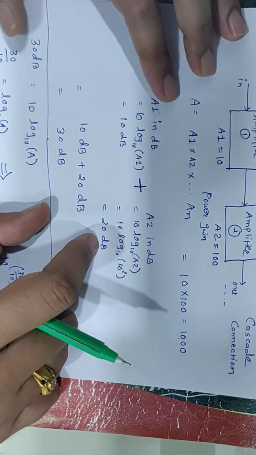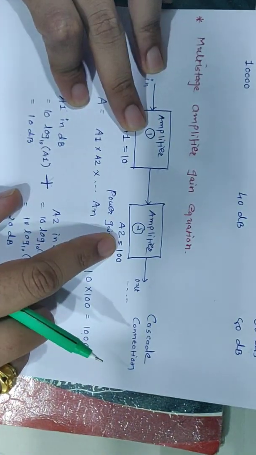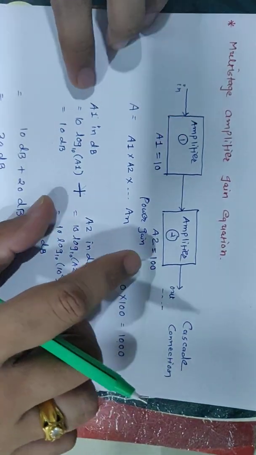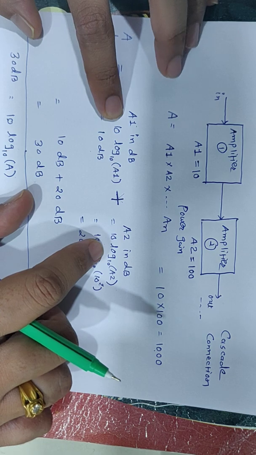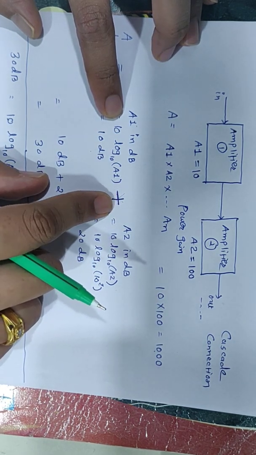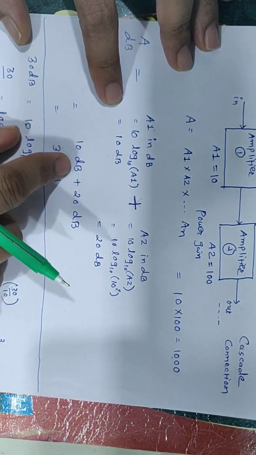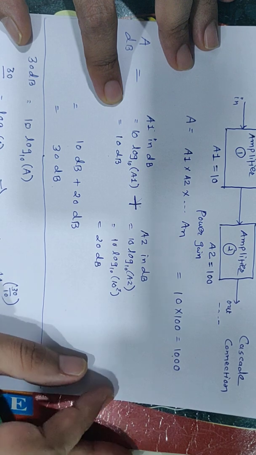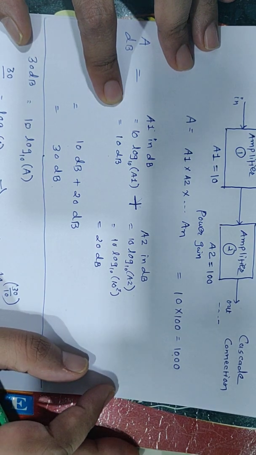So now if we have the gain of each amplifier in dB, then we do not have to multiply the gains, we have to add them. So in the case of dB, we have to add all the gains of all the cascaded stages of the amplifier.